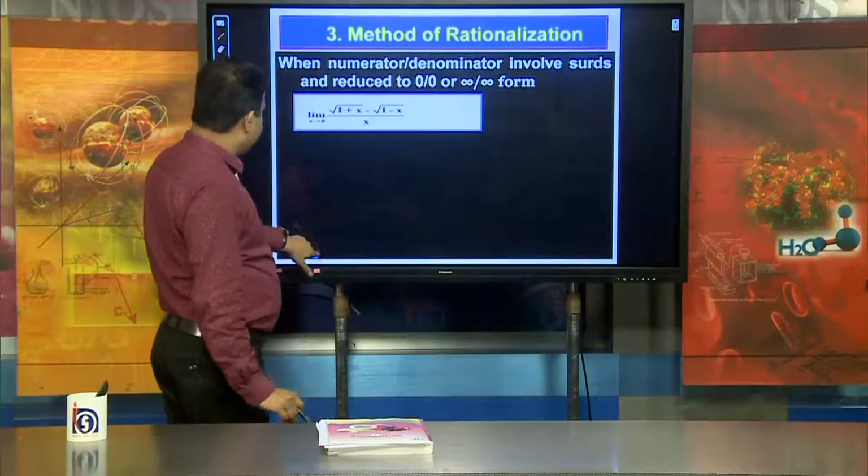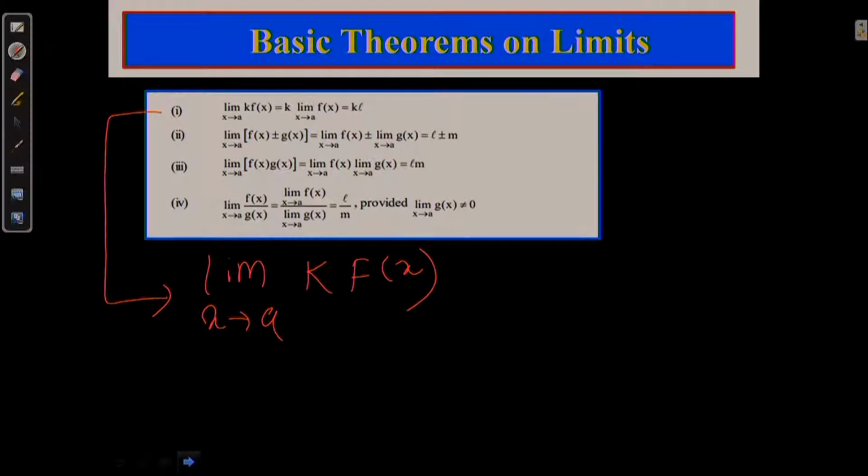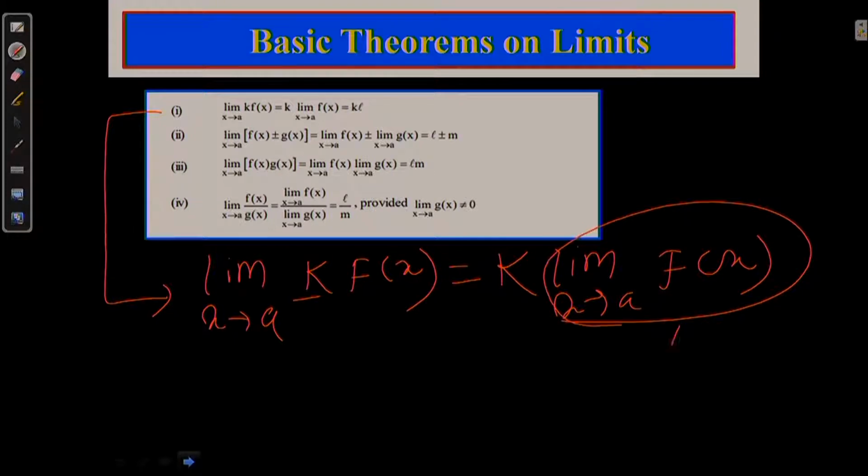Now we have to see the basic theorems of limit. f of x, k is one of the constant quantities. Then what will happen? That constant quantity, बाहर ले आना है. मैं अगेन रिपीट कर रहा हूँ, limit x tends to a, constant quantity के साथ अगर function जुड़ा है, constant को outside लाना है, then it will be k times limit x tends to a f of x. Suppose that value equals L, then the result will be kL.